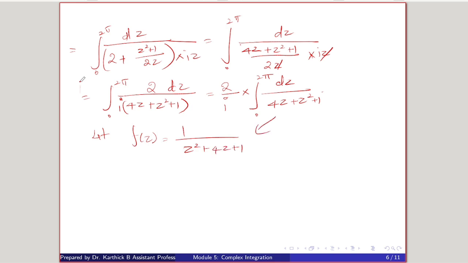Okay. So what is our next step? We want to find the poles. Step 2 will be finding poles. So how do we find the poles? By equating the denominator part to 0: z square plus 4z plus 1 equal to 0.